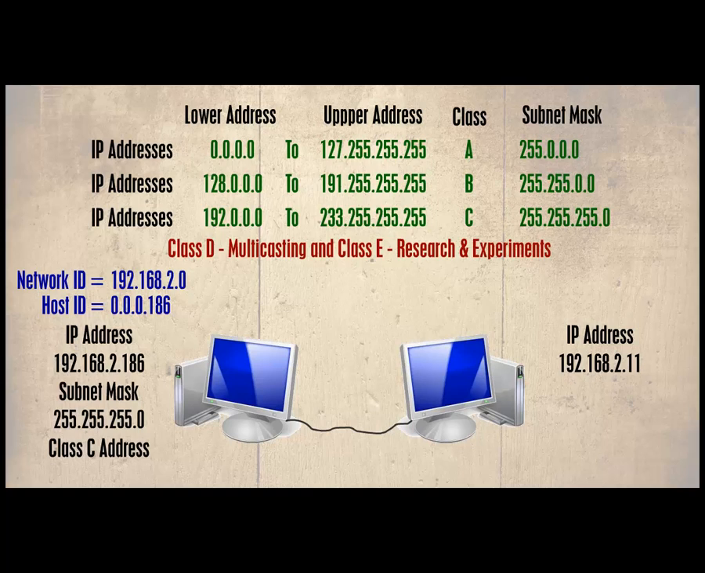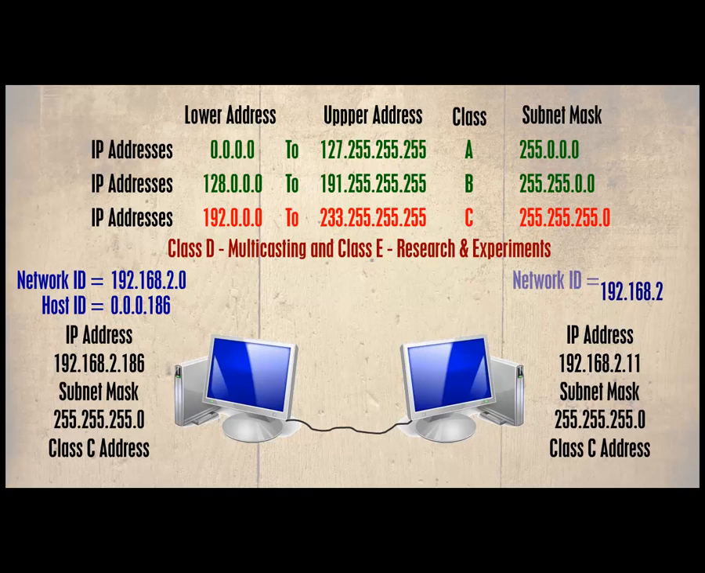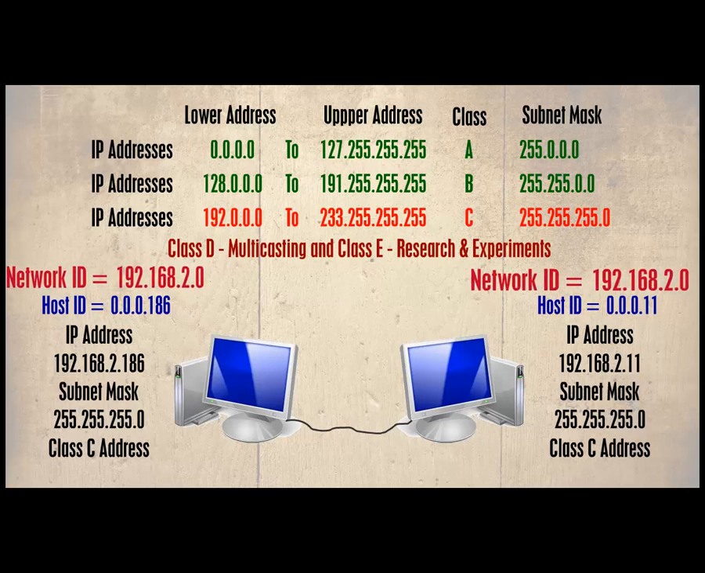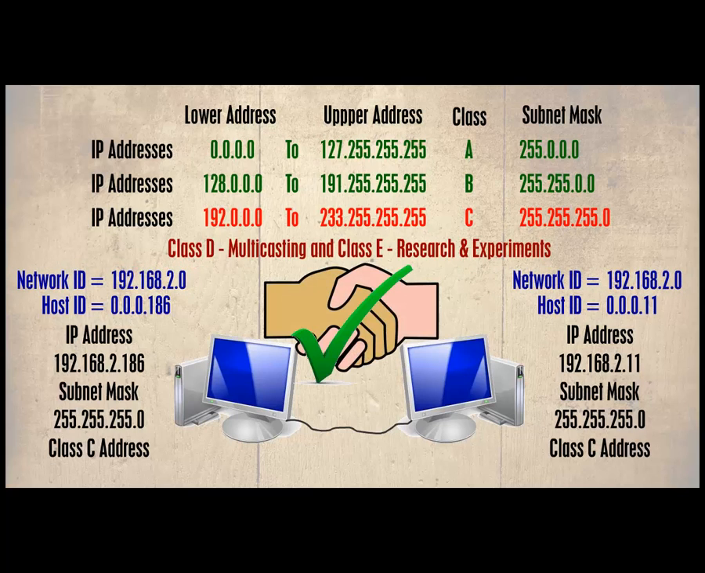The other host on our network has an IP address of 192.168.2.11 and once again falls into the class C range of IP addresses. So the subnet mask is 255.255.255.0. Our network ID is 192.168.2 and we shall add an extra 0 to complete the 4 octets. The host ID is again the last octet of the IP address, resulting in 000.11. The question is, will these two hosts be able to communicate? Yes, because they are on the same network ID or subnet.